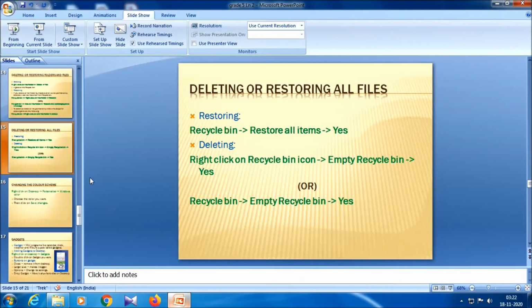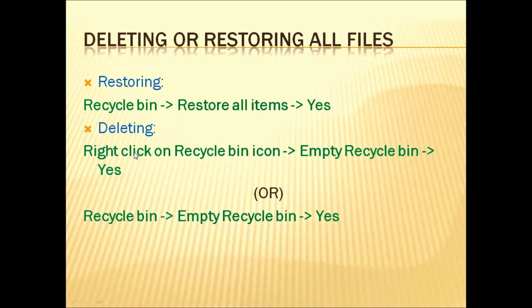Now we are going to see how to delete all the items from the recycle bin. For that, right click on the recycle bin icon, empty recycle bin, then click on yes, or go to recycle bin, go to empty recycle bin, then click on yes. See, follow this one. Recycle bin, go to recycle bin, empty recycle bin, then click on yes. Now I am going to delete all the files from the recycle bin.